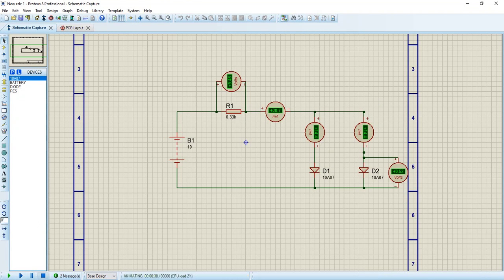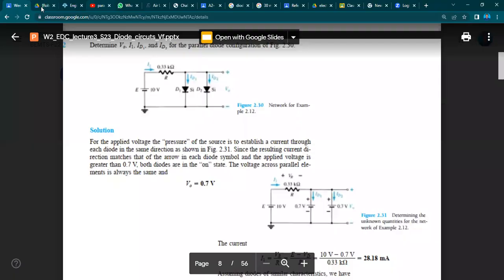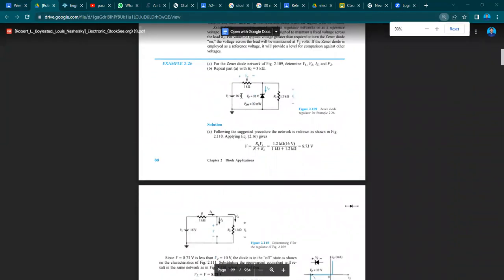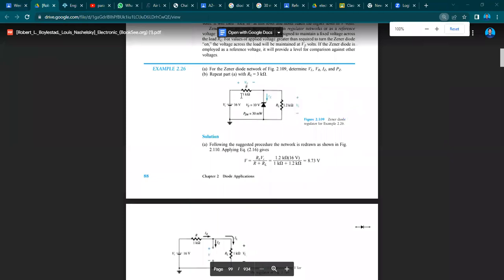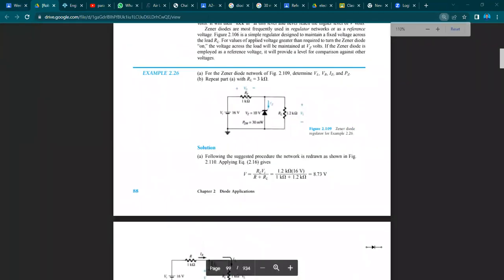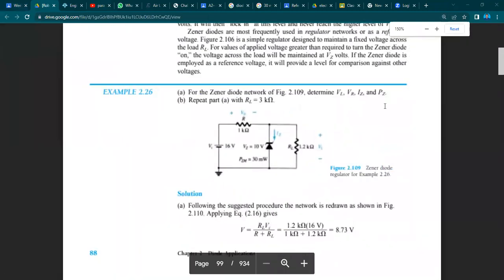Let's move to another problem. This is example 2.26 of Boylestad's electronics. Here we have Zener diodes.